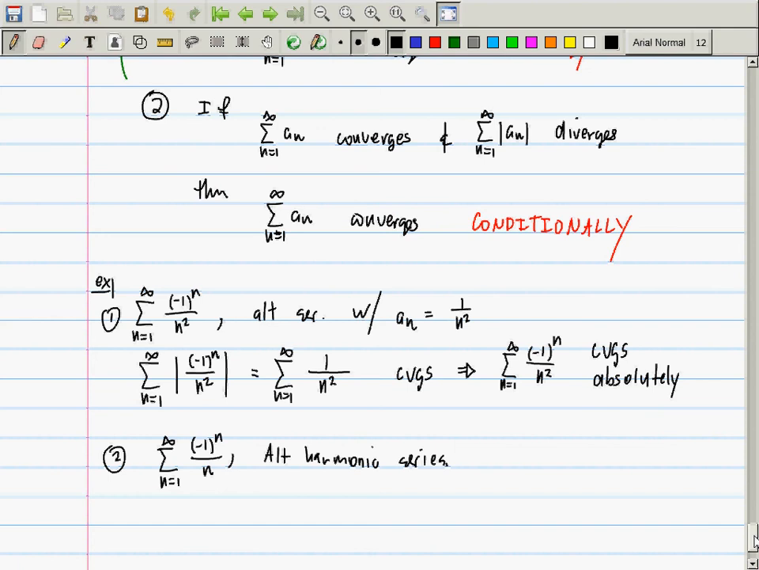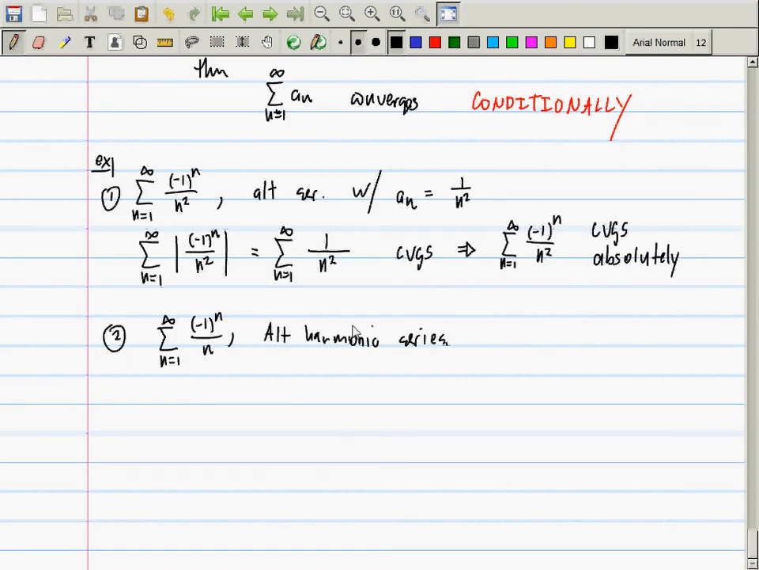Okay, so now these are just facts that I'm going to write down. Using the alternating series test, the alternating harmonic series converges. If you were to go through the exercise of using the alternating series test, you would determine that the alternating harmonic series converges.